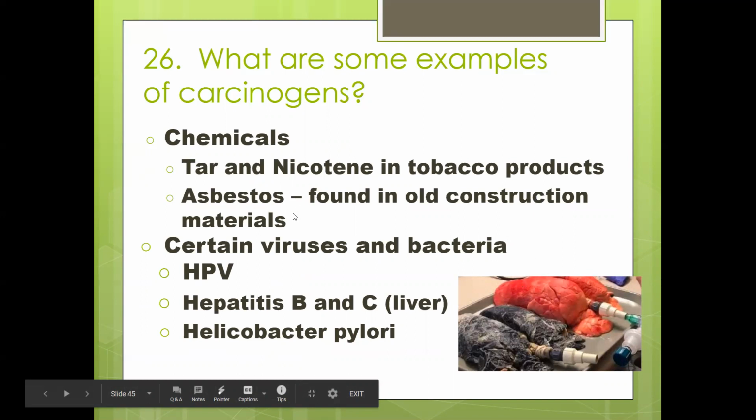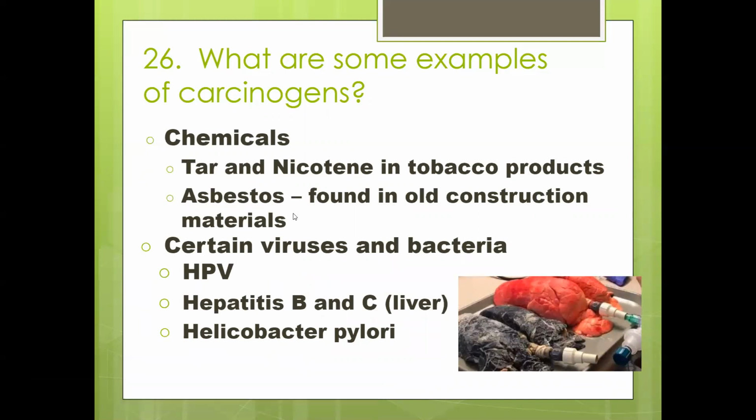Another chemical that when breathed in can cause a lot of problems is asbestos, which is carcinogenic and found in old construction materials. But certain viruses and certain bacteria can also be carcinogens. HPV, or human papillomavirus, which causes cervical cancer, is a carcinogen. Hepatitis B or C that can cause liver cancer, those are carcinogens. And Helicobacter pylori is a bacteria that can cause stomach cancer and a lot of other problems.